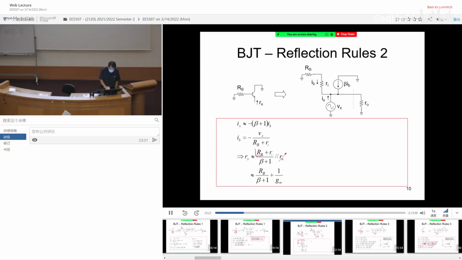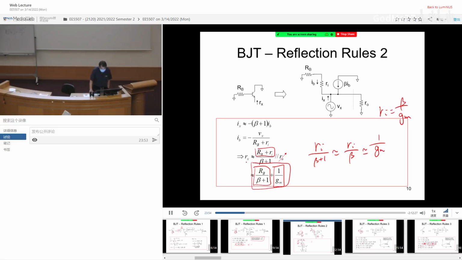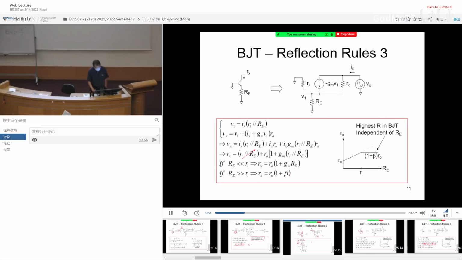Because the RB plus Ri on top, we can separately divide it by beta plus 1. Of course, RB divided by beta plus 1, there's nothing we can do. But Ri divided by beta plus 1 is approximately Ri divided by beta, which is approximately 1 over Gm, because Ri equals beta over Gm. We derived that before. So we get this result. There is reflection rule number 2.